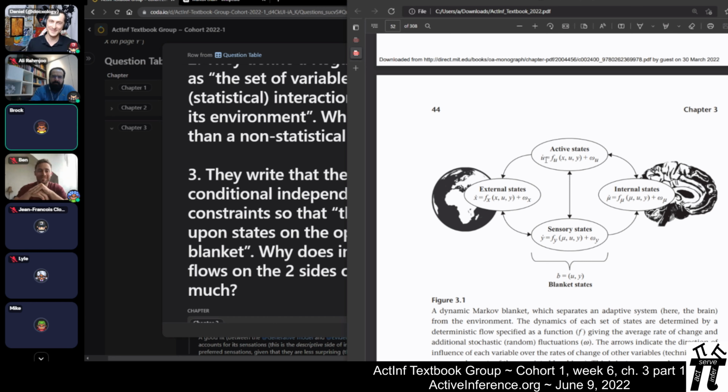I mean, for the internal state to be different than the external state, or have some other equilibrium, other non-equilibrium state that the external environment is in, you would have to necessarily have, I'm not sure if decoupling is the right word, but some sort of conditionally independent zone that separates those two regions. So here's figure 3.1. Thank you, Brock. The active and the sensory states compose the blanket.